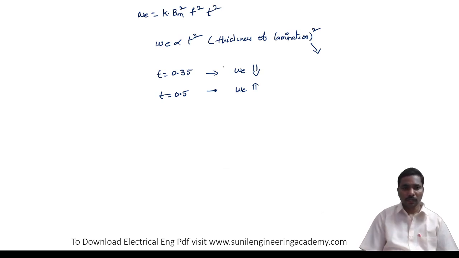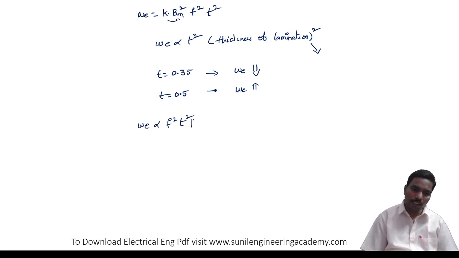So if you consider B max and K constant, W is proportional to F square T square. If you reduce the thickness of lamination, you can go with high frequency, and you will get the same losses. If you want to reduce the frequency, you need to go with high thickness.